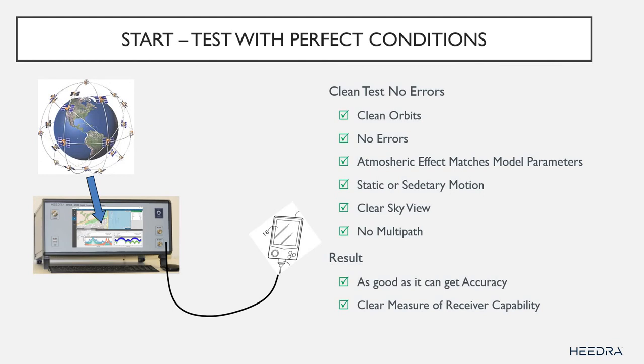You have either a very slow or static vehicle. You have a clear sky view. You don't impose any blockages. You don't have any multipath. Everything is as good as it can get. And then you can get a measure of your receiver. You may want to play around with the constellations a little bit, so the satellites are all in great positions and everything else. But this will give you a clear measure, if you like, of your receiver capability.